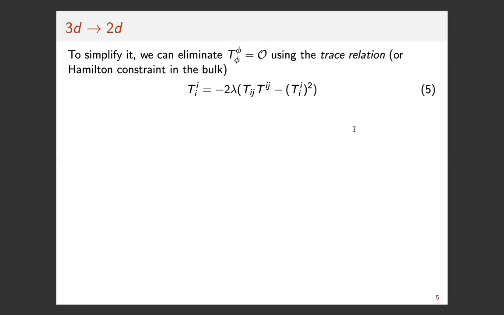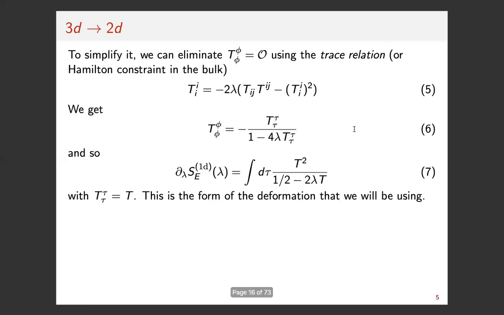And so if I write out this equation now in terms of components and solve for T phi phi in terms of T tau tau, I get equation six. And so six is basically the form of this O. And I should note that this is more of an on-shell relation, like equation five is a Hamiltonian constraint in the bulk. Or said differently, you're really taking derivatives of log Z, and so here I'm using an on-shell relation to rewrite the deformation, and the deformation that we'll end up with is equation seven.